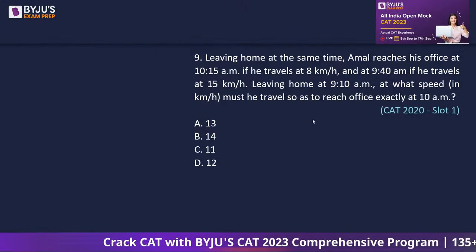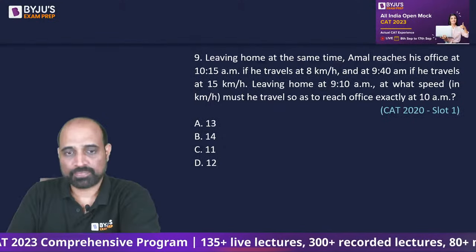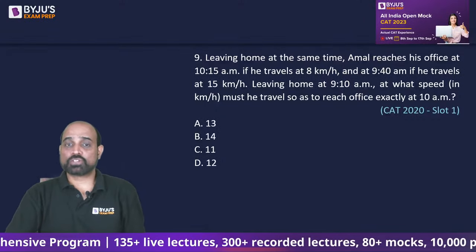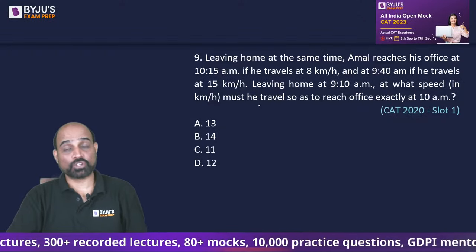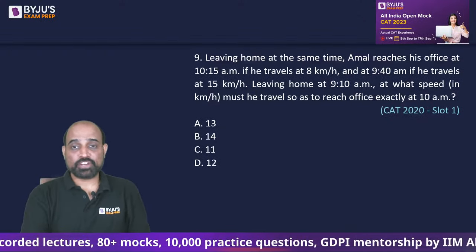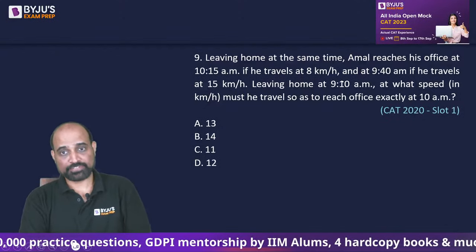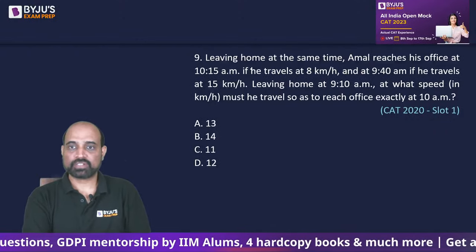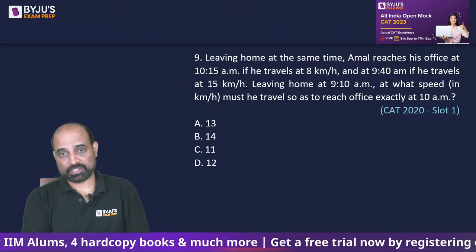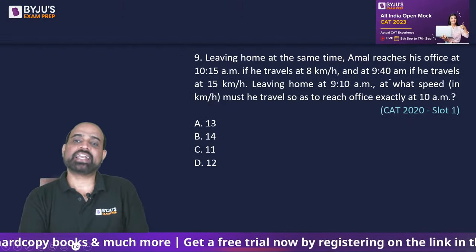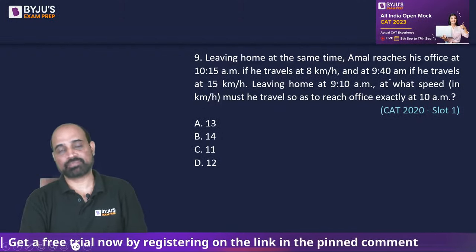2.5. Now, next. This looks like a question from TSD, right? Leaving home at the same time, Amal reaches his office at 10:15 a.m. if he travels at 8 km per hour, and at 9:40 a.m. if he travels at 15 km per hour. Leaving home at 9:10 a.m., at what speed must he travel so as to reach office exactly at 10 a.m.?